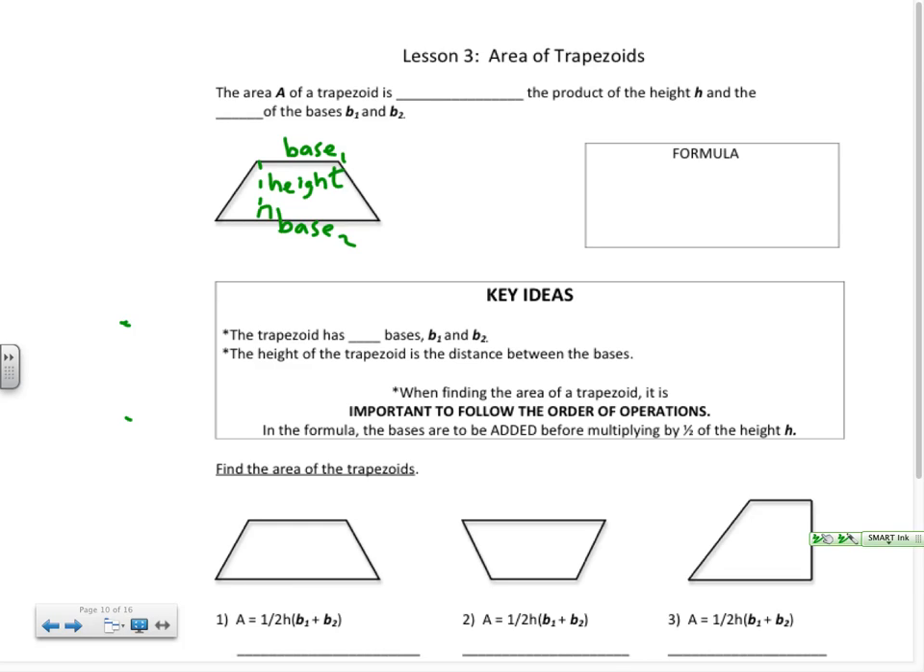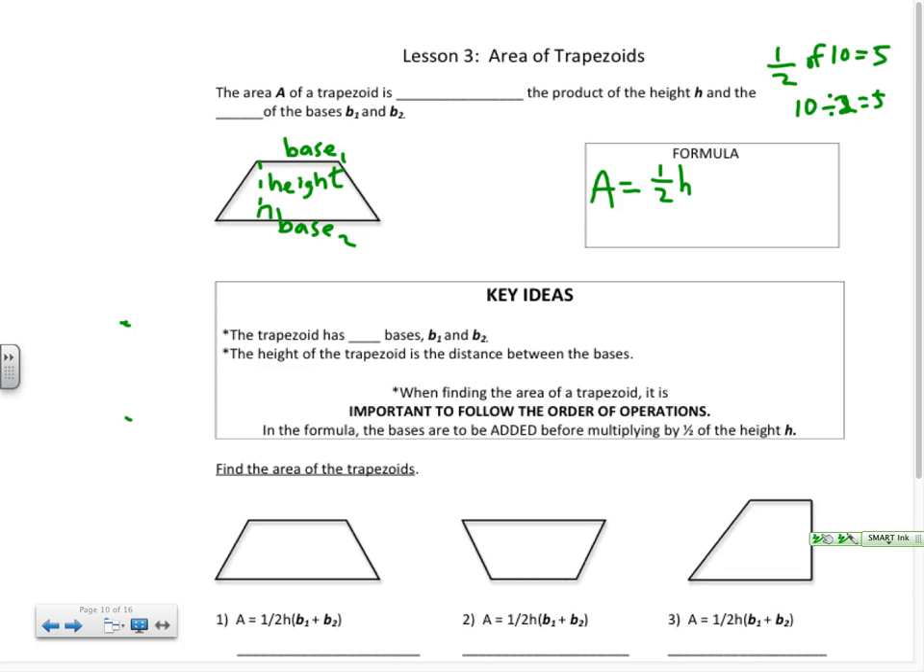Here's the formula. The area, capital A, equals 1/2 the height. So whatever the height is, you take 1/2 of it. What does 1/2 of something mean? 1/2 of 10, for example, is 5 because we're taking 10 and dividing by 2. We're finding half of it. So when you see that part of the formula, all it simply means is divide by 2. Okay, so that's part of the formula.